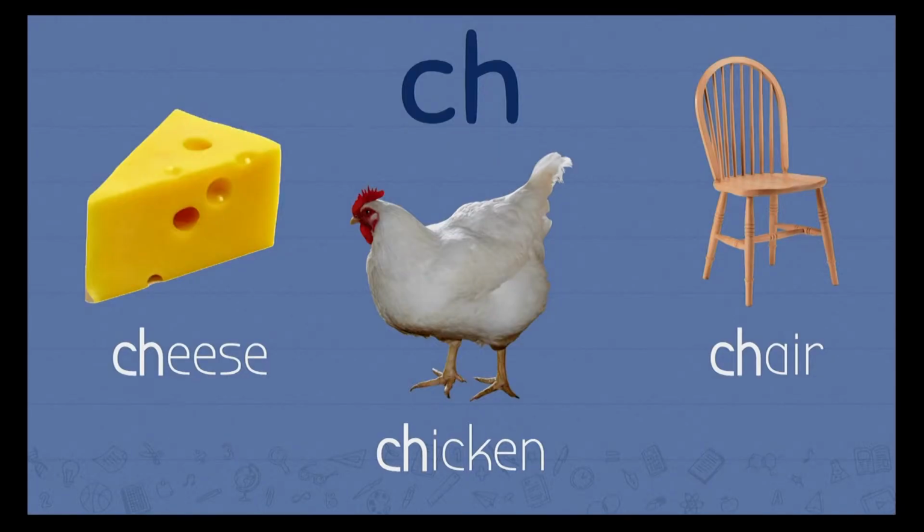A digraph only makes one sound, although two letters are hanging around. A digraph only makes one sound, that is what I found. Ch, ch, in cheese and chair. C and H together make a digraph with one sound.